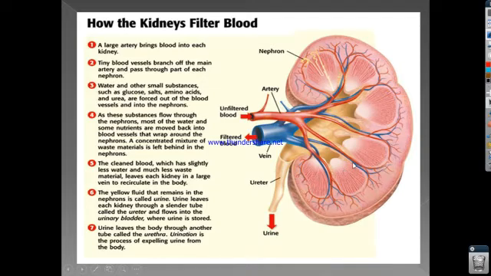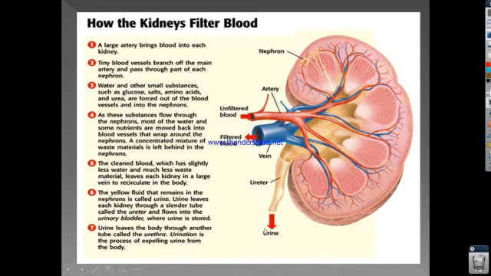Now we have wastes collected, a mixture of wastes. The yellow fluid that remains in the nephron is called urine. Urine leaves each kidney through a cylinder tube called the ureter and flows into the urinary bladder. Urine leaves the body through another tube called the urethra at the end of the urinary bladder.